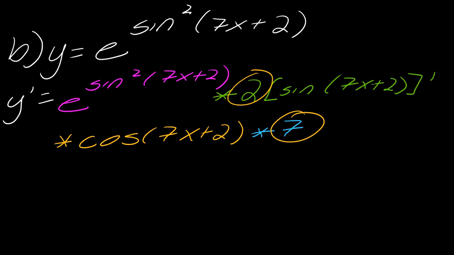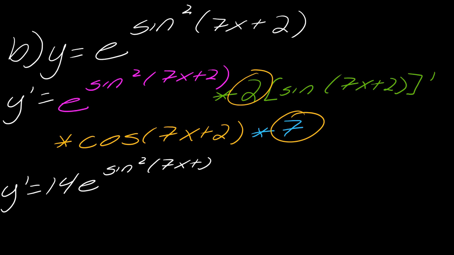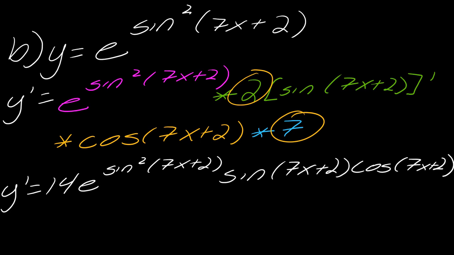Otherwise, there's no really meaningful way to write any of this in a particular order. So I'm just going to go ahead and first write the constant. 2 times 7 is 14. Then this will be e to the sine squared 7x plus 2. And then sine of 7x plus 2, and then cosine of 7x plus 2. In this case, that's really as good as it gets.